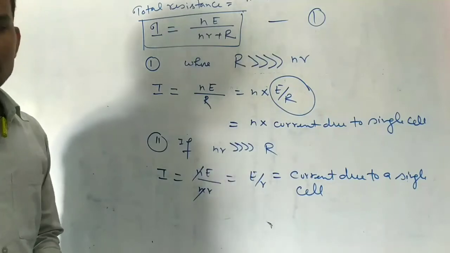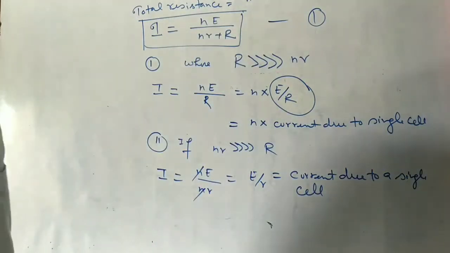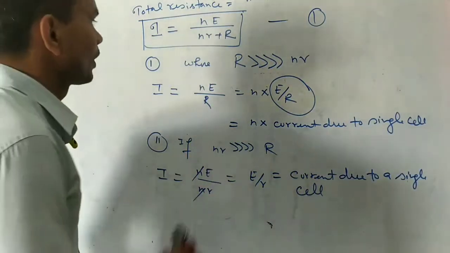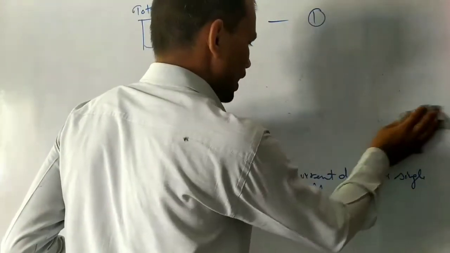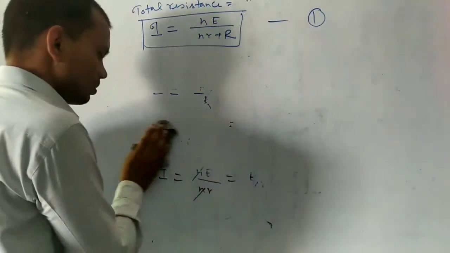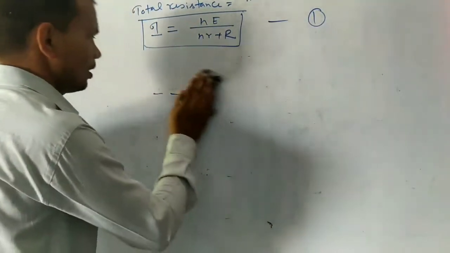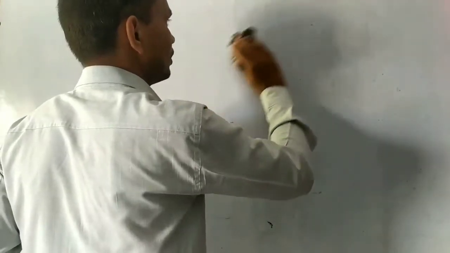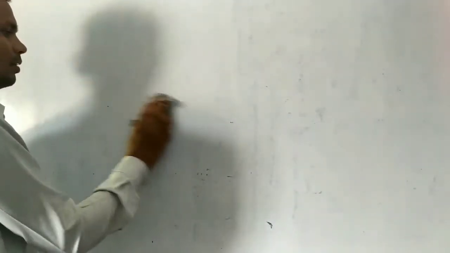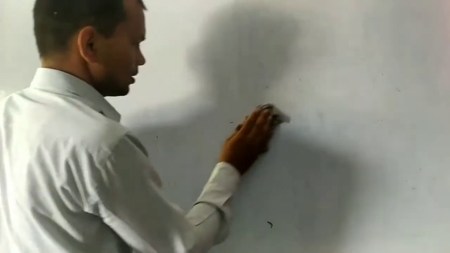Now after that we are going to discuss, suppose we have different cells and their EMFs are also different. In that case we want to find out the equivalent EMF and the equivalent internal resistance, right?